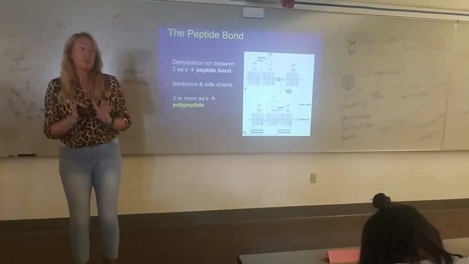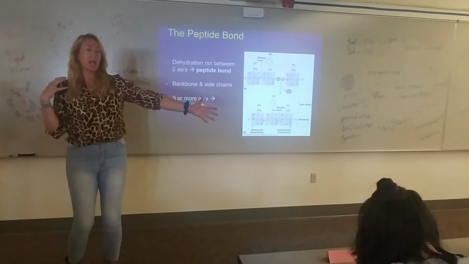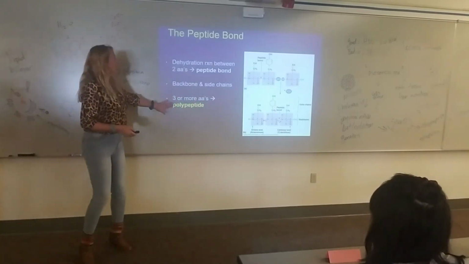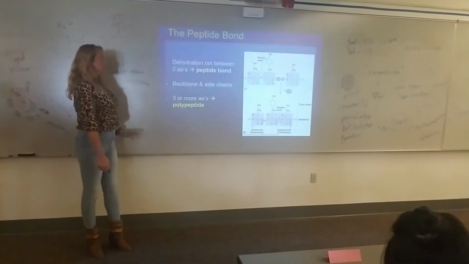So you can have short little polypeptides your body makes, or you can have big giant proteins. Do you guys have a question? Good? Okay. All right, so polypeptides are 3 or more amino acids, and they start to form these long chains.